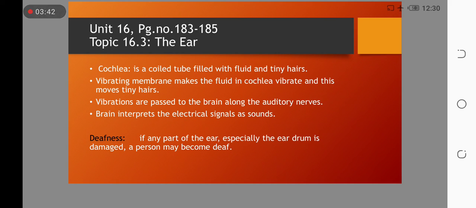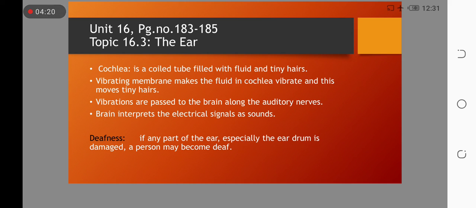The brain interprets the electrical signals as sound. So sound is detected by the ears and interpreted by the brain. Ears are considered energy converters that change sound energy into electrical energy, while the brain is considered the interpreter that converts the electrical signals produced by the ear into sound.